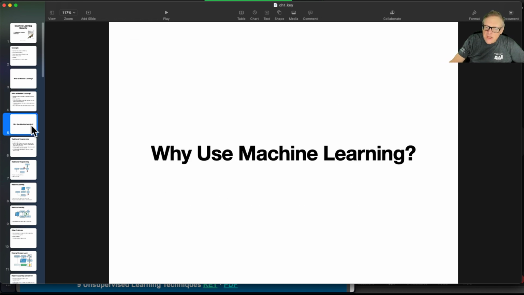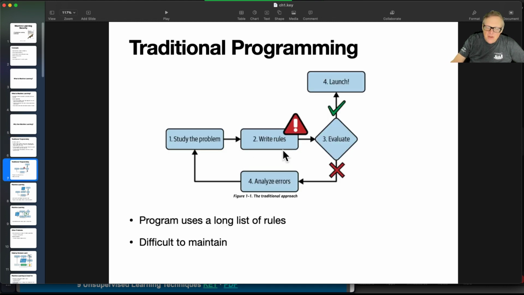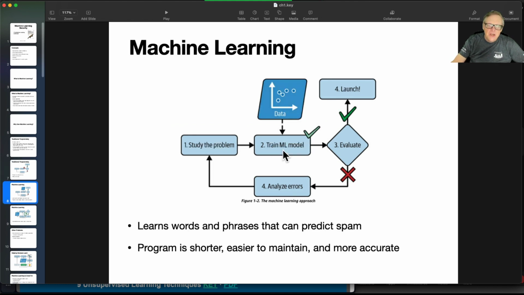So the point is, in traditional programming, you would have to pre-program words to look for, write an algorithm, and test it until it's good enough for launch. And that's what you have here with a long list of rules, but then you'd have to keep manually updating the rules as the spam changes. In machine learning, you don't write any rules. You just give it examples, and it trains the model.